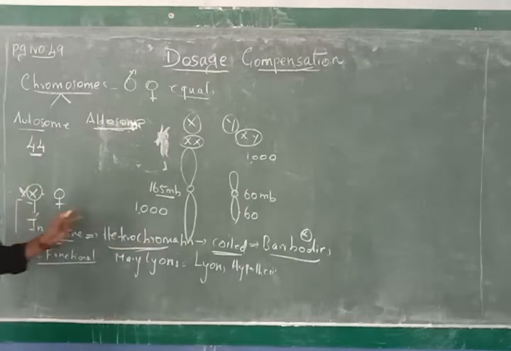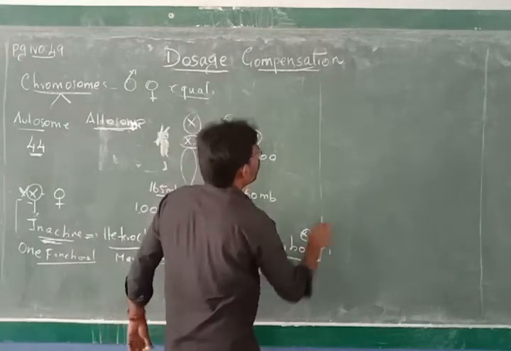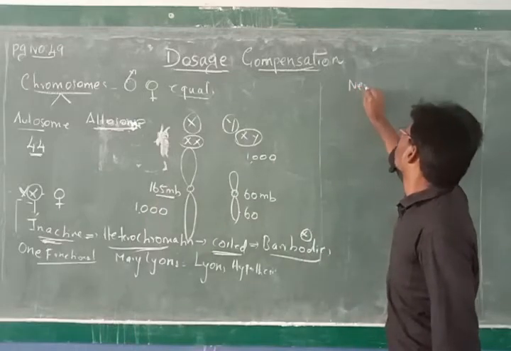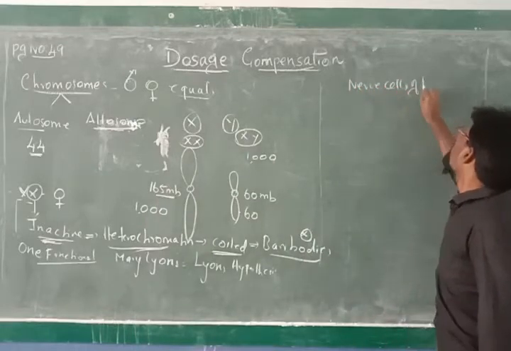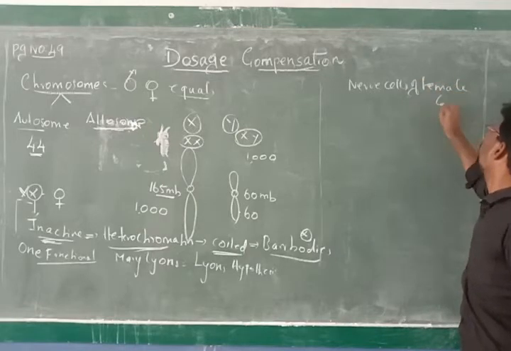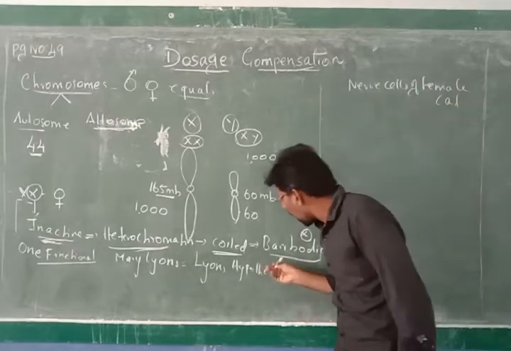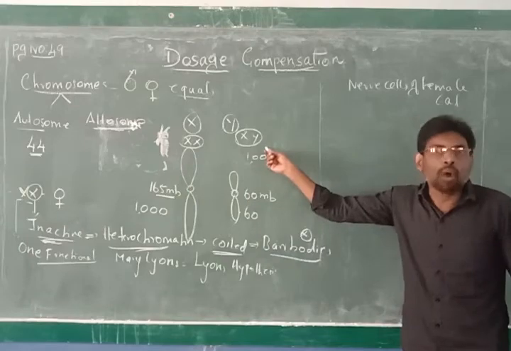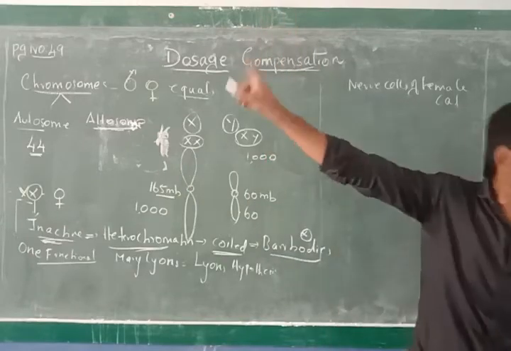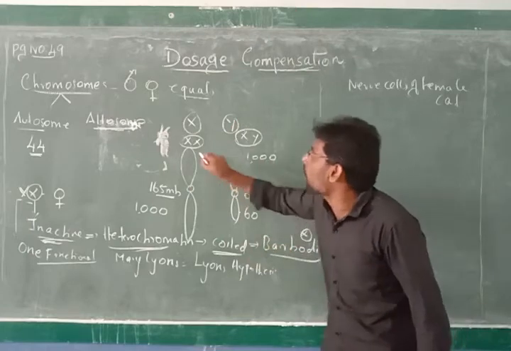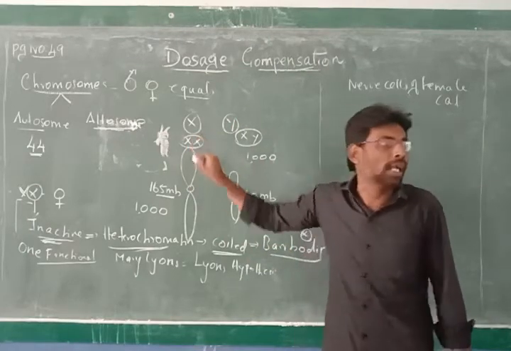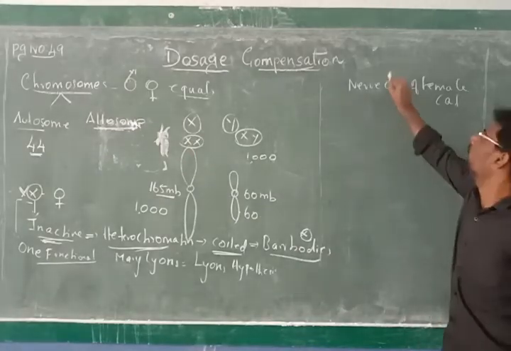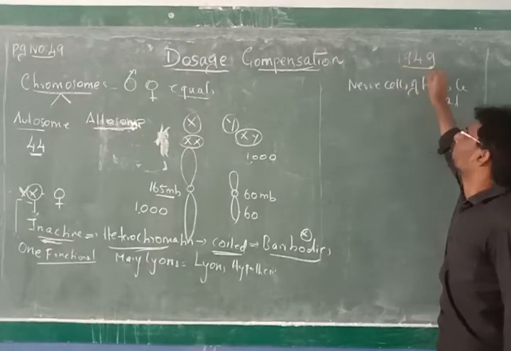What is a Barr body? Inactivation of 1 X chromosome. This much you are clear? Right. Now, this Barr body was found in the nerve cells of a female cat, not in the male cat. Why? Because Barr bodies are present only in the X chromosome, not in the Y chromosome. In the Y chromosome, we have only 1 functional gene called the SRY gene. That's it. Whereas Barr bodies are present only in the X chromosome, so they are found only in the female.